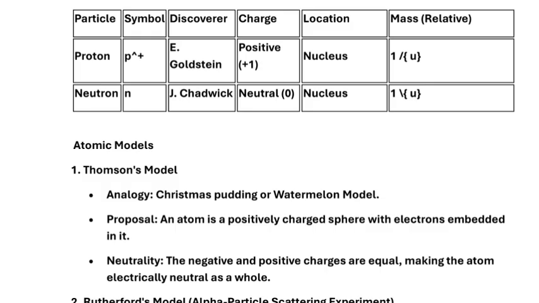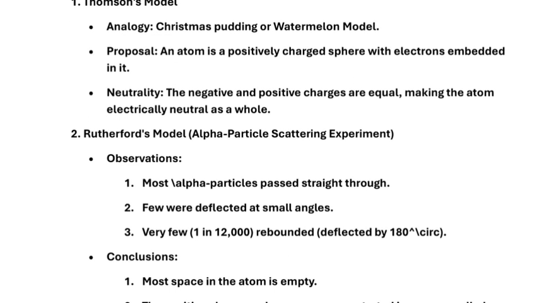Atomic models. 1. Thomson's model, analogy: Christmas pudding or watermelon model. Proposal: an atom is a positively charged sphere with electrons embedded in it. Neutrality: the negative and positive charges are equal, making the atom electrically neutral as a whole.